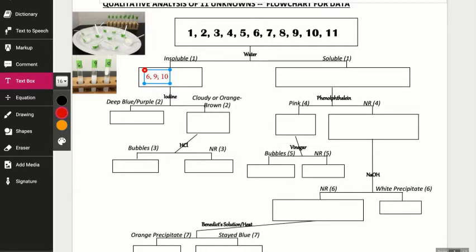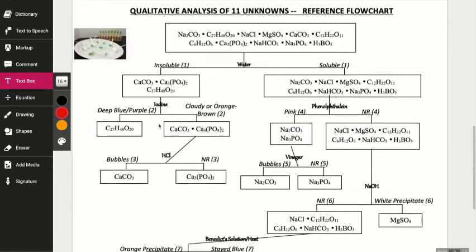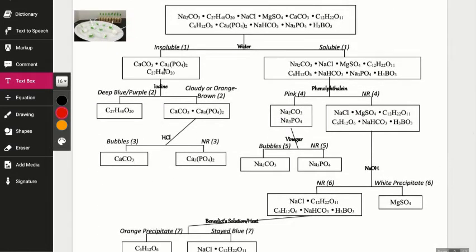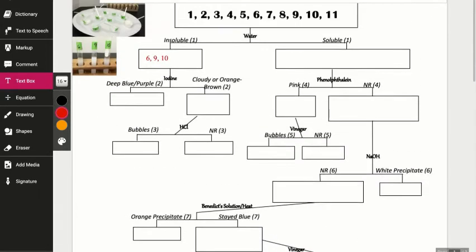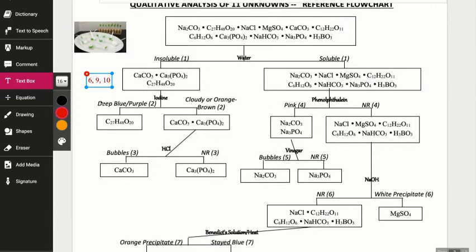Now, how do I know what they are? Well, technically you can't, but we've narrowed it down. 6, 9, and 10 are in this box. Look at your flow chart on the next page. Here's that same box. This is where we had 6, 9, and 10. This is where we wrote it. They match from here to here. So you're going to compare. Now, here's the problem. At this point, there's 3 numbers in the box and there's 3 formulas in the box.